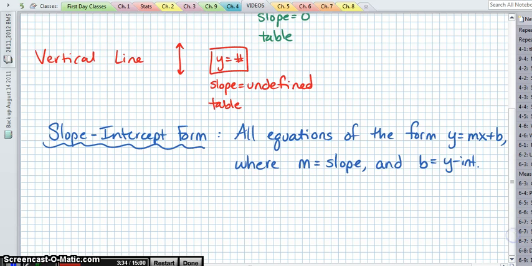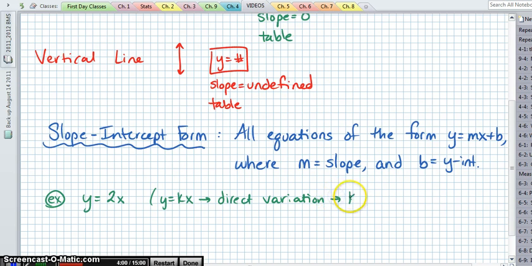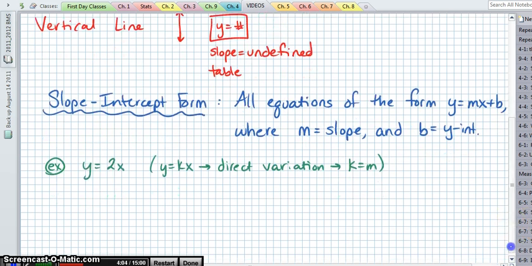You might say, well, what does that mean? Basically, it's whenever you have an equation that is solved for y, and you have x by itself on the other side. So y equals 2x. Let's look at that for an example. Y equals 2x. You'll also note that this type of equation is actually in direct variation format. So k equals m. K and m both represent the slope.